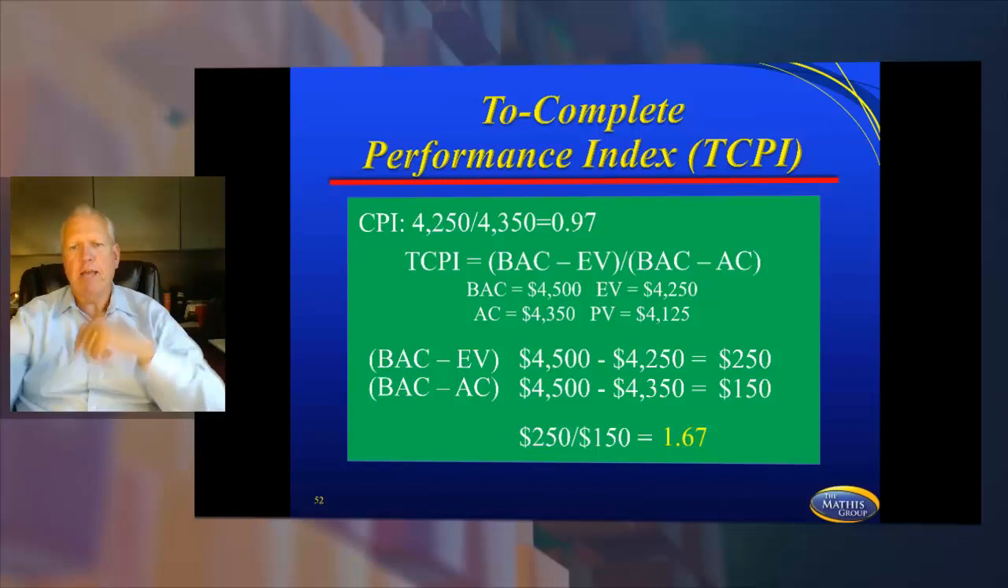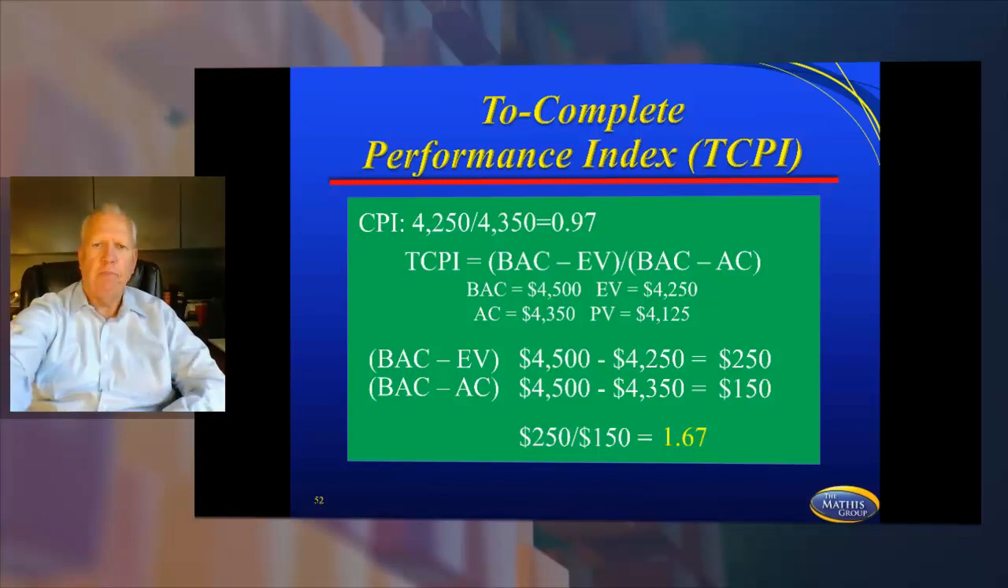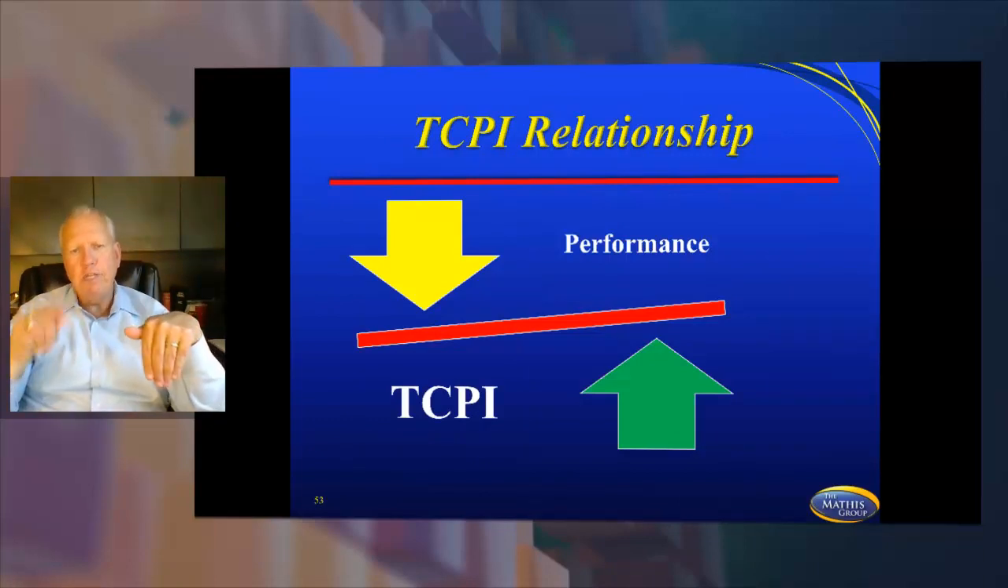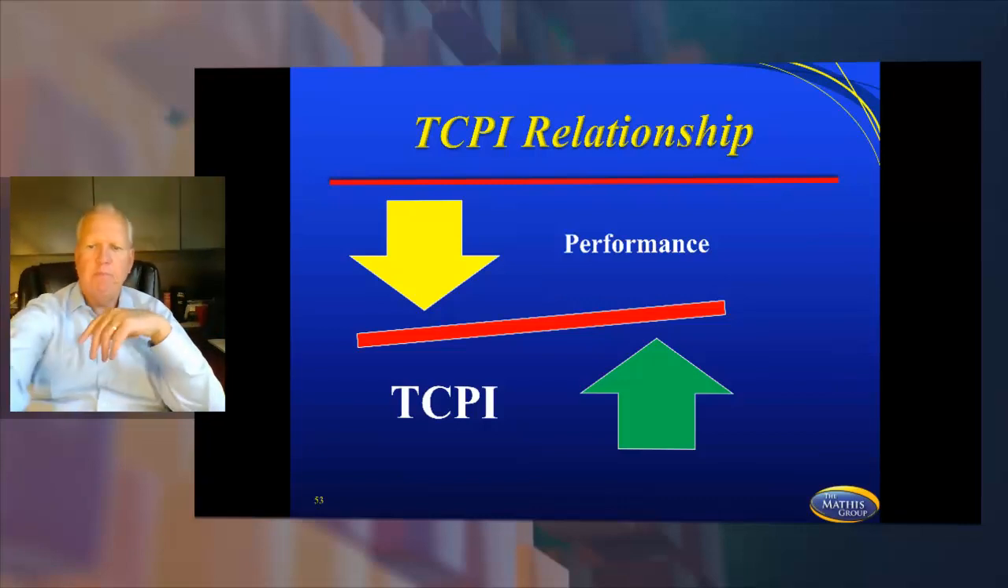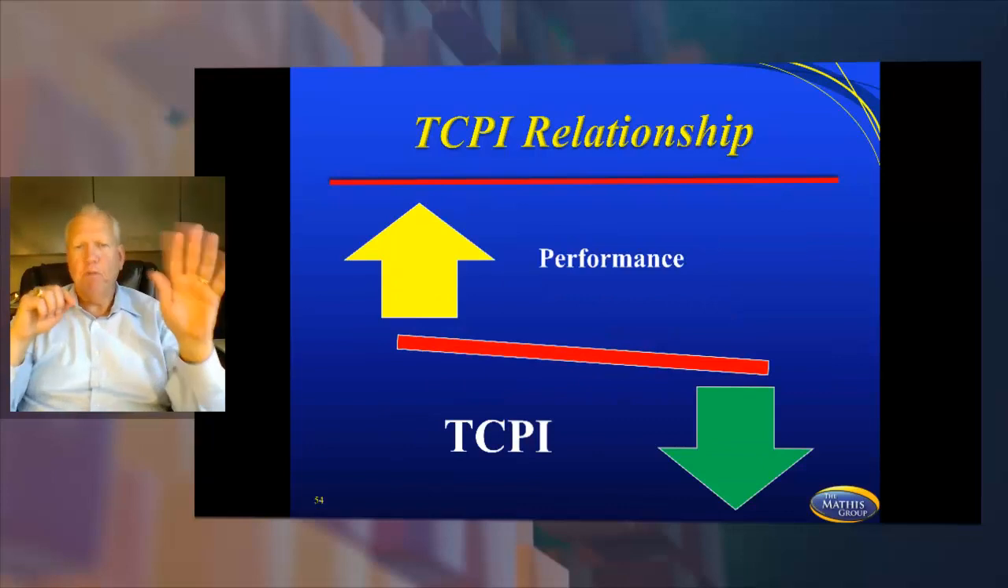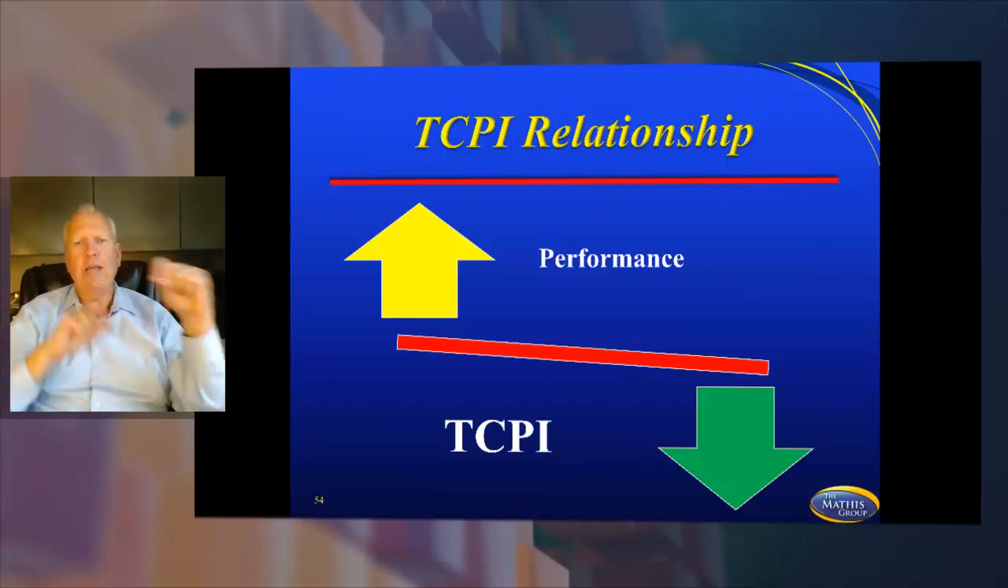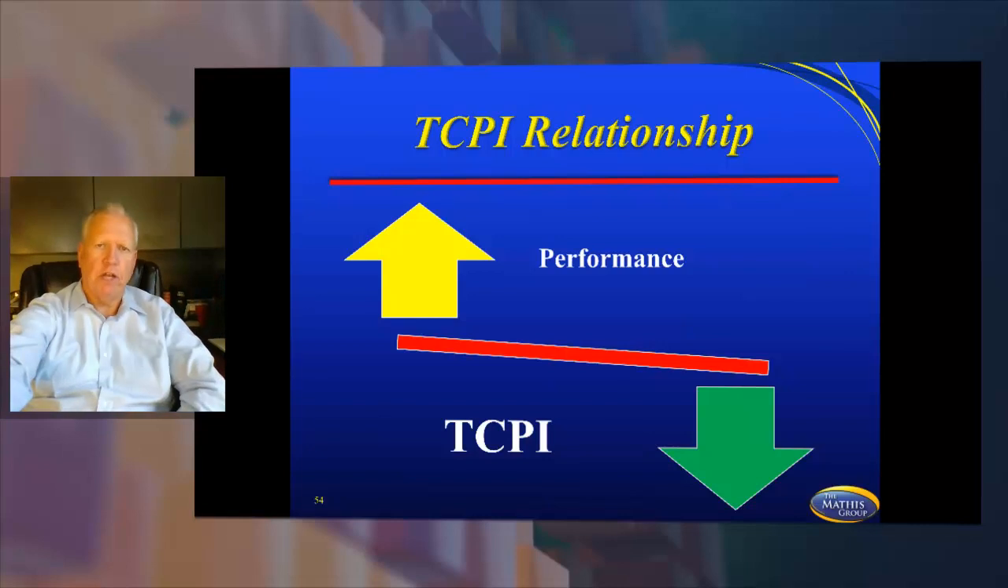And if the CPI is under 1, then your TCPI is always going to be above 1. It's a teeter-totter back and forth. So if your performance on your project is down, meaning under 1, your TCPI has to be above 1 on your test, okay? If the performance of your project is over 1, then you're going to have a TCPI that's under 1 because it doesn't have to perform as great. It's always the opposite of what's happening on the project.